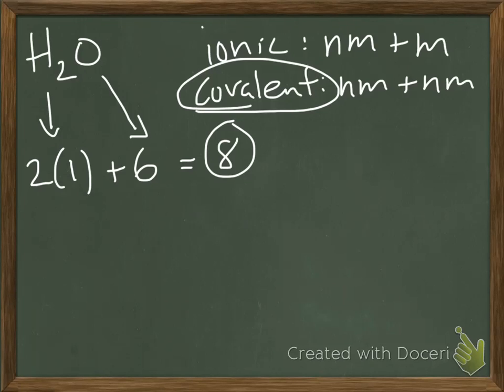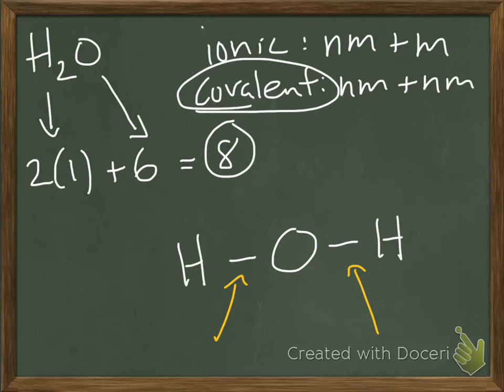Next, you draw your structure. We have 2 H's and 1 O, so I'm going to put the O in the middle, put the H's on the outside. The next step is to fill in your valence electrons until you've used up all 8. Right now I have 2 valence electrons. Remember, each bond is 2, so there's 2 right there, and there's 2 right there. But that's not enough. I need to have 8.